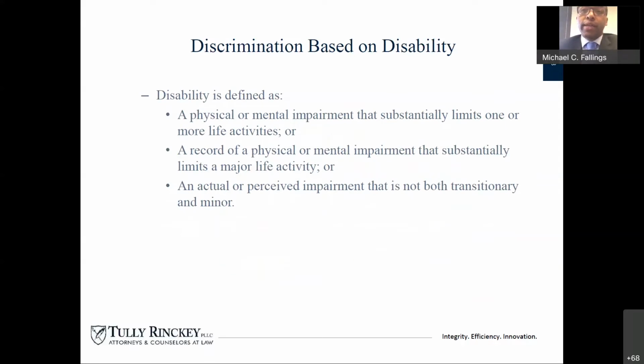Disability. Disability is defined as a physical or mental impairment that substantially limits one or more major life activities, or having a record of such impairment, such as that impairment appearing in an agency file or document, or having an actual or perceived impairment. That is also included in the disability definition.